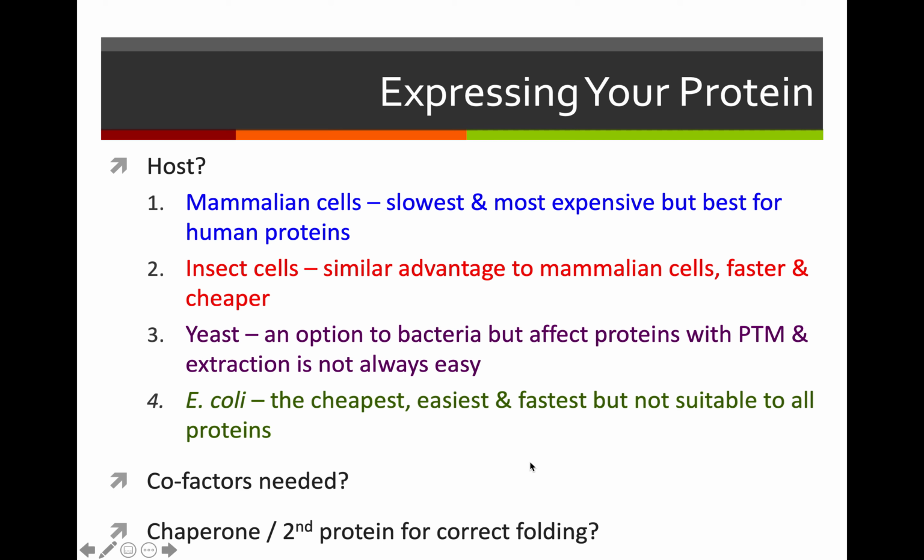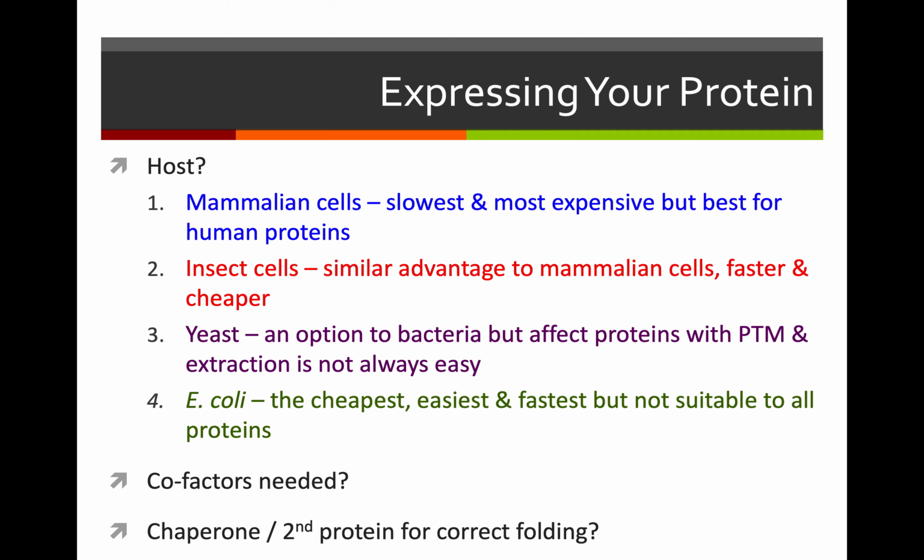So the second element is the cofactors. Are there cofactors needed to express your protein? That's why you need to study the protein intensely in detail. Know whether it needs cofactors, or it could function without them. If there is no cofactor needed, that is fine. But if there is a cofactor or cofactors needed, then you have to take into account how you can get your protein to be expressed in the host.